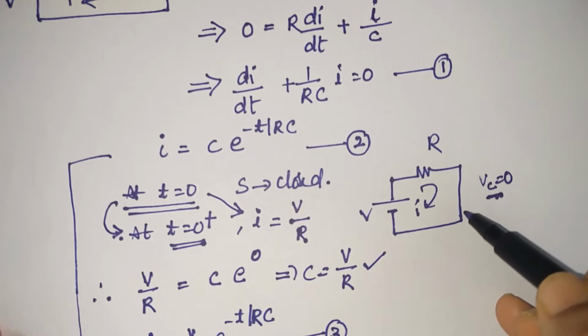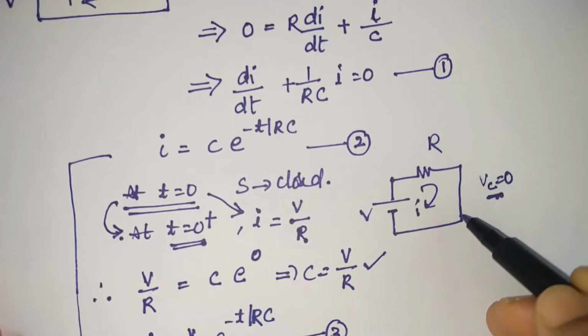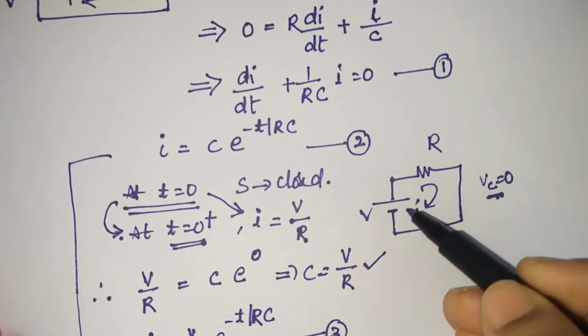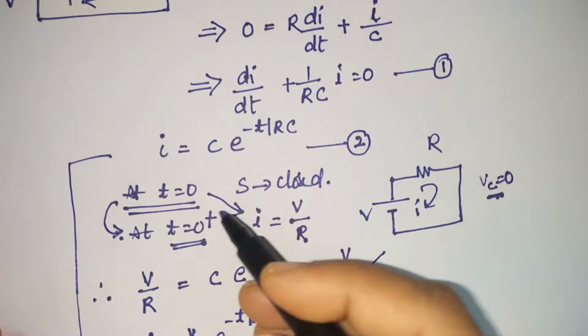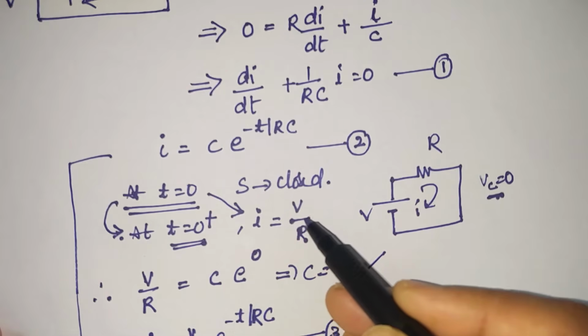What do you mean by t equal to 0 plus? Immediately after closing the switch. The capacitor will behave like a short circuit. Then the current I will be V by R. So at t equal to 0, the circuit current I is equal to V by R.